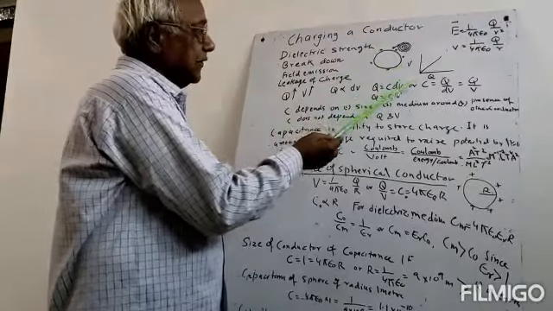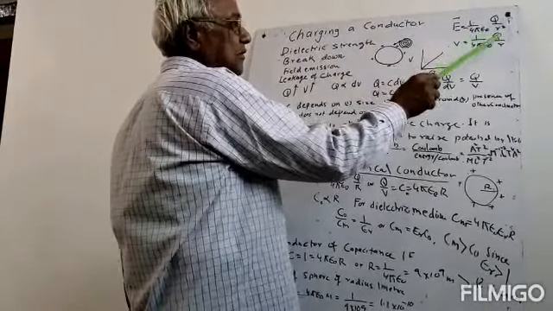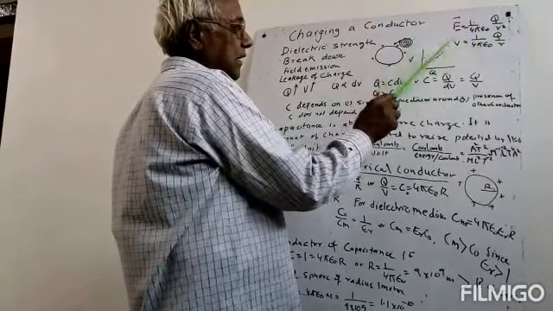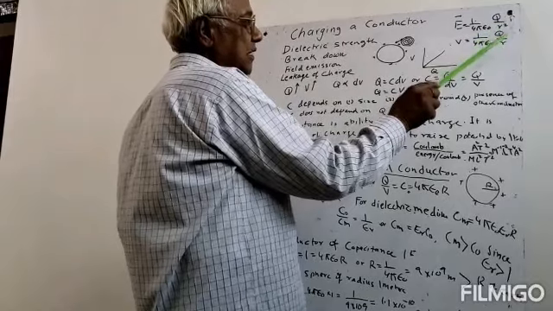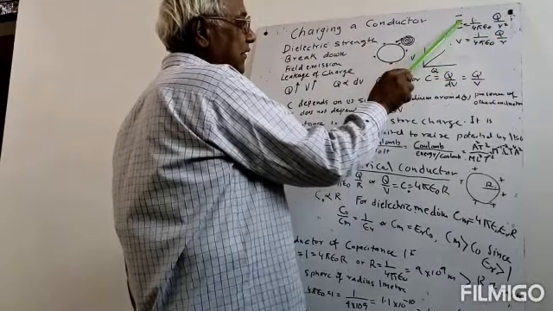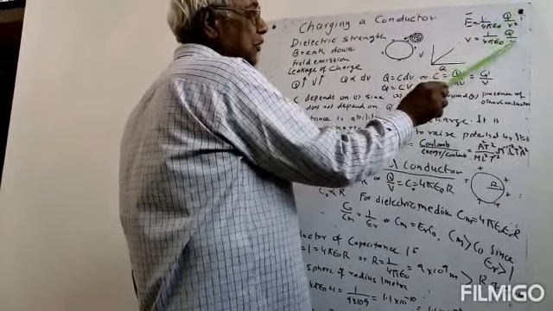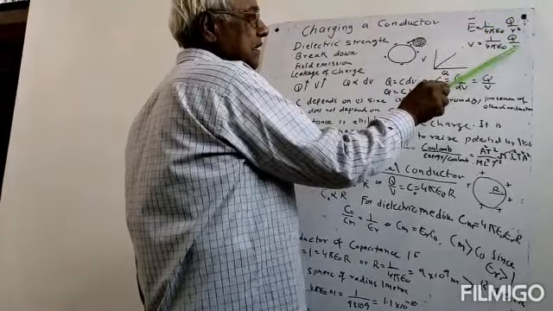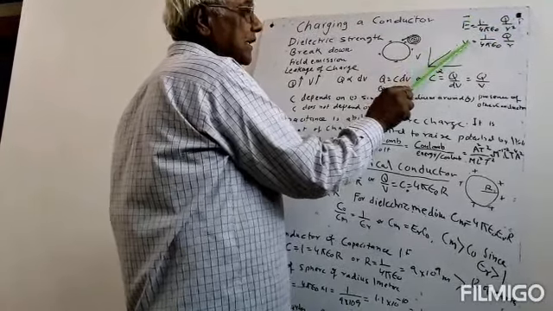its electrical field E is equal to 1 by 4 pi epsilon 0 q by r square into r cap, and electrical potential V is equal to 1 by 4 pi epsilon 0 q by r. So electrical field as well as electrical potential both depend on Q. If Q increases, R is same, Q increases, then E and V increase.